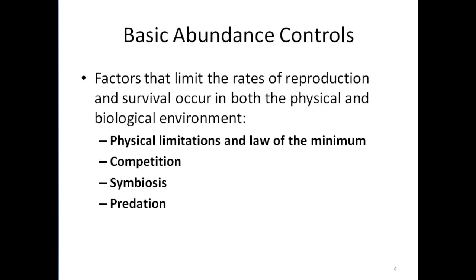Factors that limit the rates of reproduction and survival occur in both the physical and biological environment. Physical limitations include things like competition, symbiosis, and predation. Habitat determines physical constraints. The law of the minimum is defined as a population being limited by the resource in shortest supply.